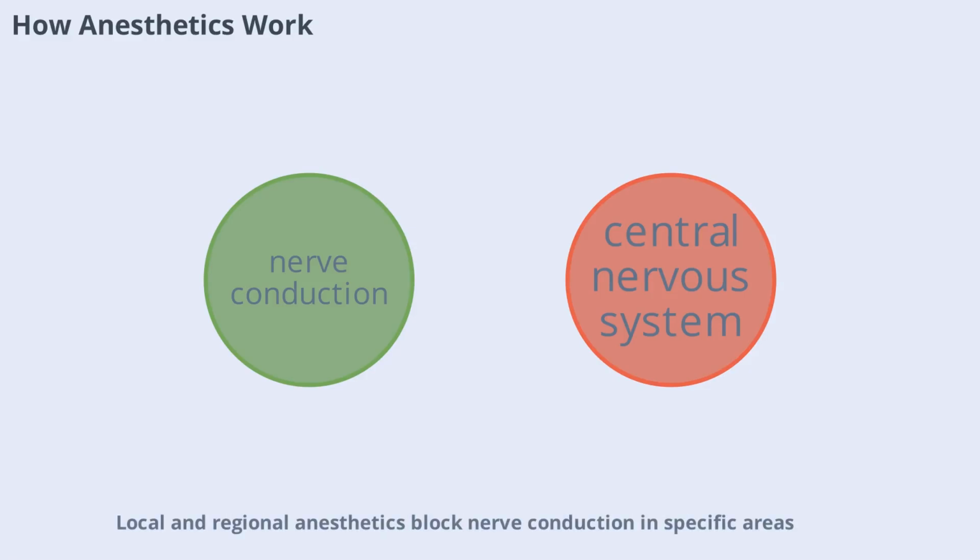Local and regional anesthetics block nerve conduction in specific areas, while general anesthetics affect the brain and central nervous system to induce unconsciousness. The exact mechanisms can vary, but all anesthetics prevent the brain from processing pain and other sensations during procedures. This makes surgery and other interventions possible without distress.